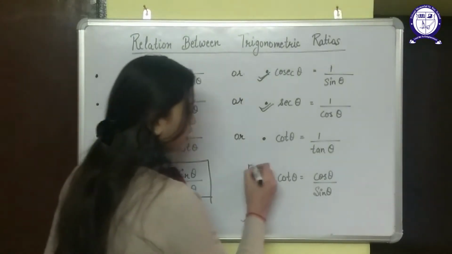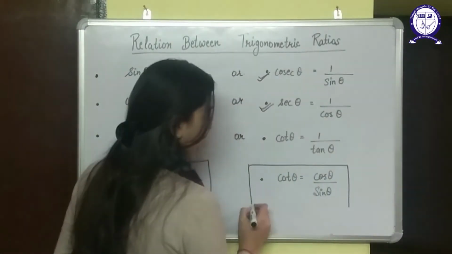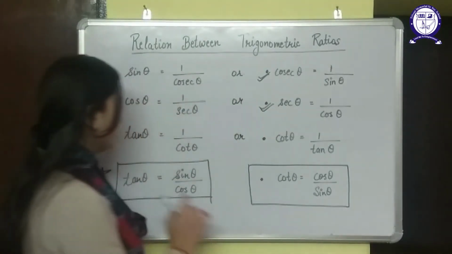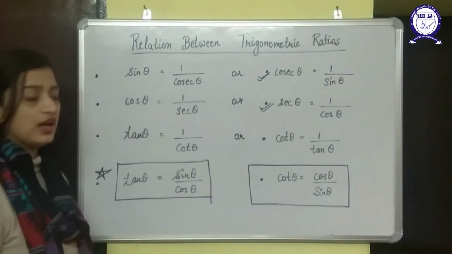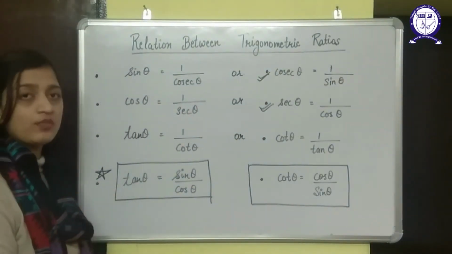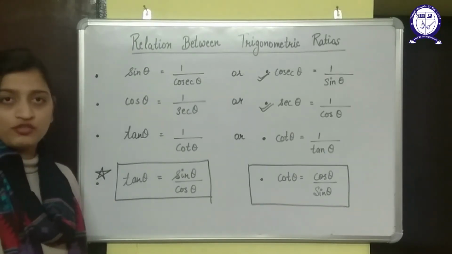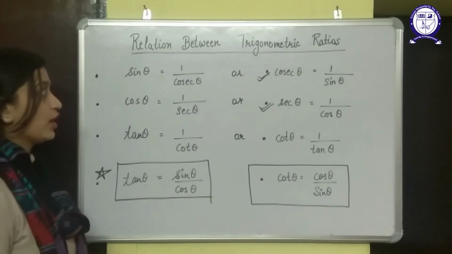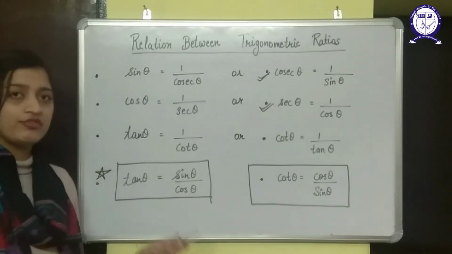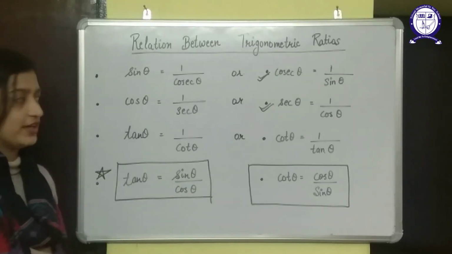So these are the two relations you need to remember. And the more important one is tan theta, because this is the formula, or you can say relation, which will be used in most of the questions of our exercises. So these were basically 5 relations between the trigonometric ratios.